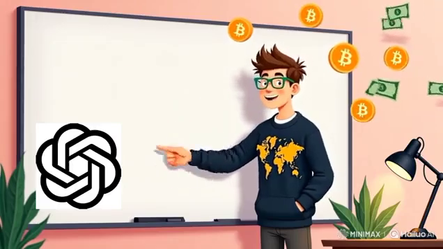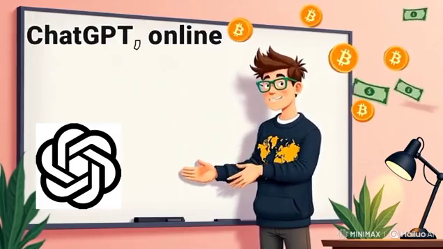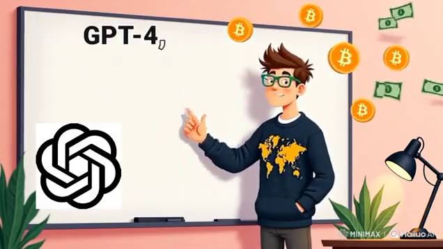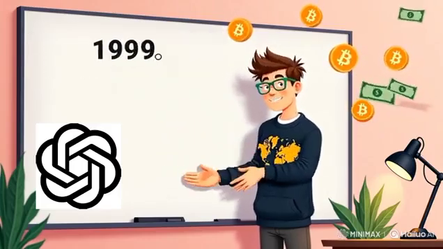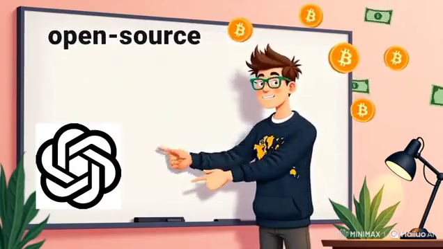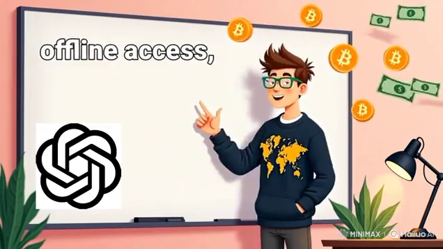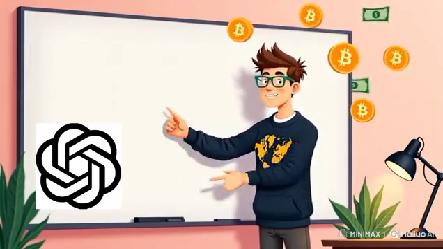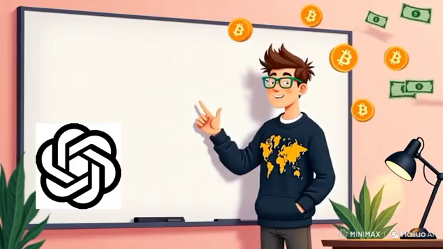But let's rewind. For years, OpenAI has kept things locked up. ChatGPT, online only. GPT-4, paywalled, API access. You're paying per token like it's 1999. Meanwhile, other players like Meta and Mistral were dropping open source bombs like Llama 2 and Mixtral, giving devs full control, offline access, and total privacy. And OpenAI? Silent. Until now.